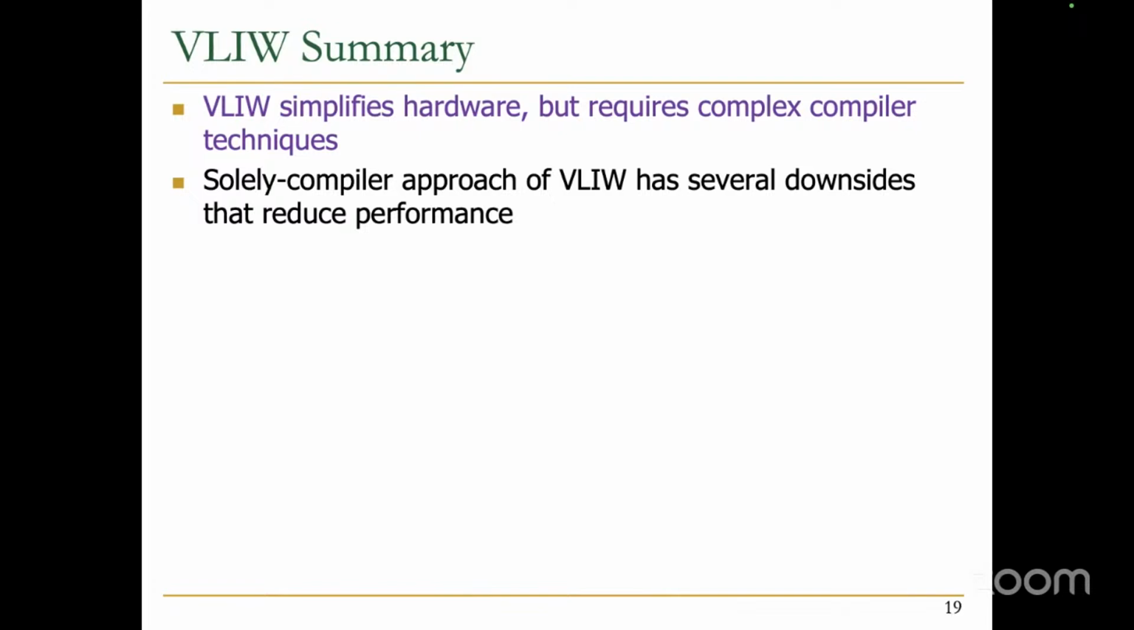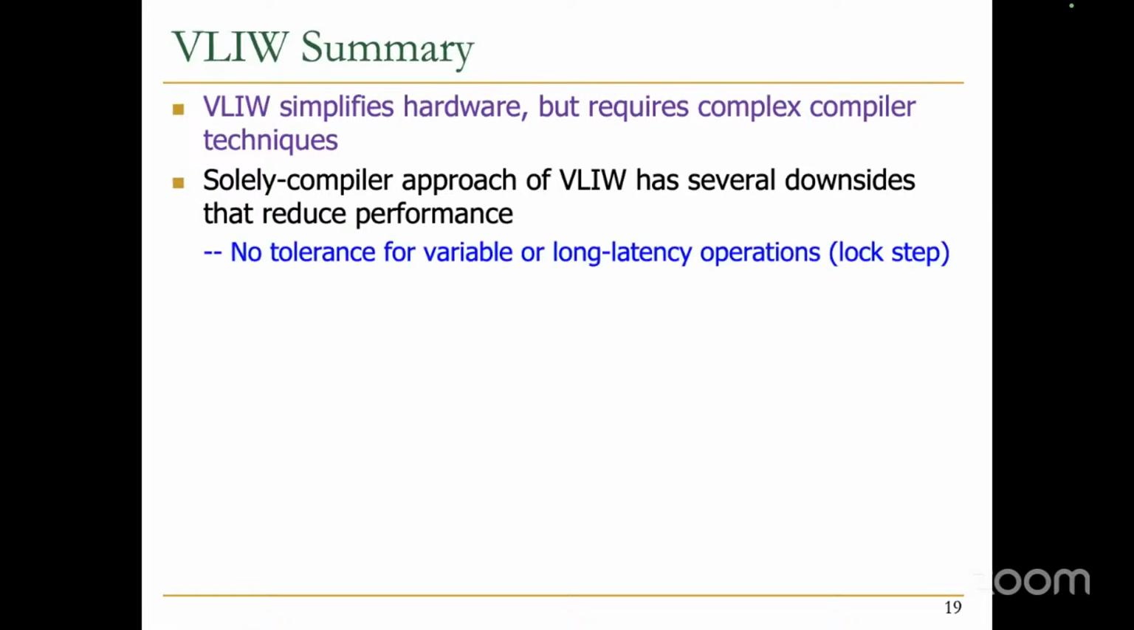So essentially, you simplify hardware, but you require complex compiler techniques. And the solely compiler approach of VLIW has several downsides that reduce performance. No tolerance for variable or long latency operations, like loads. And loads are extremely important, as we will see when we talk about the memory lectures. Most of the execution time of modern processors is spent on accessing memory. If you don't handle loads well, if you cannot tolerate their latencies well, your performance will tank. And then there are too many no-ops. In many workloads, it turned out that you have, for example, a 8-wide machine, but maybe you have 4 IPC.